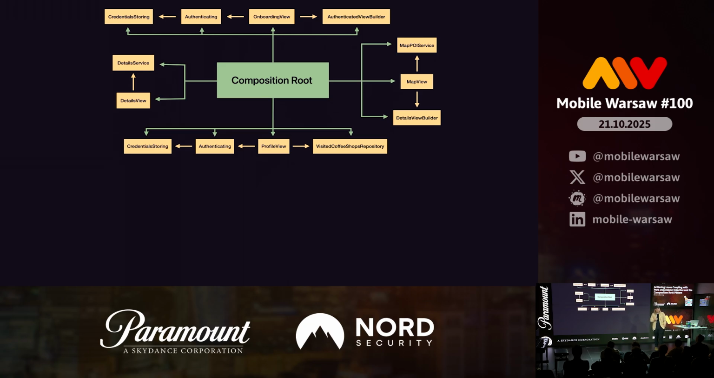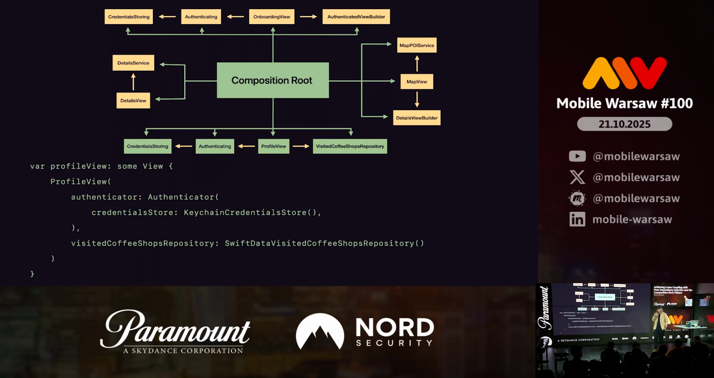But as I just mentioned, the composition route is a layer made up of composers. And I think it's time that we see our first composer. So I'll bring it up here. It's a composer named profile view, and it returns an instance of some view. Specifically, this composer returns an instance of profile view. So the composer, which is just a property, creates and returns this instance.